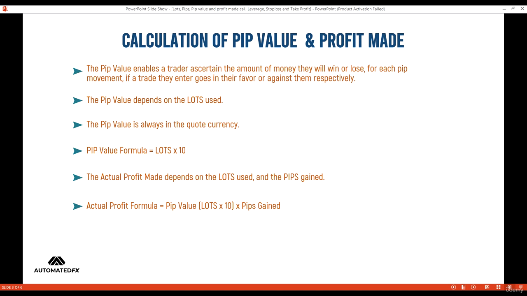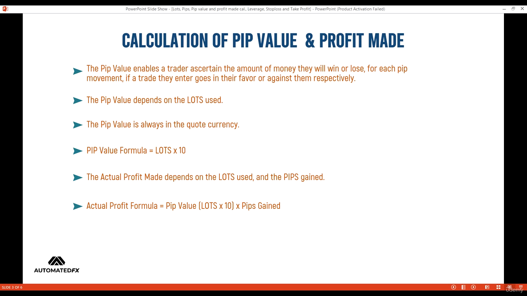The pip value is always in the quote currency. There's a formula for calculating the pip value, which is lots times 10. We're going to look at an example later on, and we're going to learn how to calculate the pip value and how to calculate the profit we make from a trade, even if it moves more than one pip.